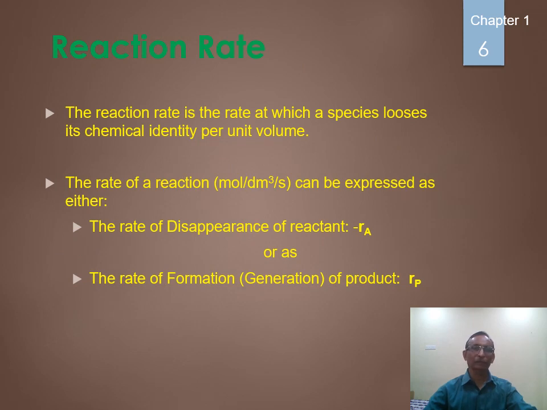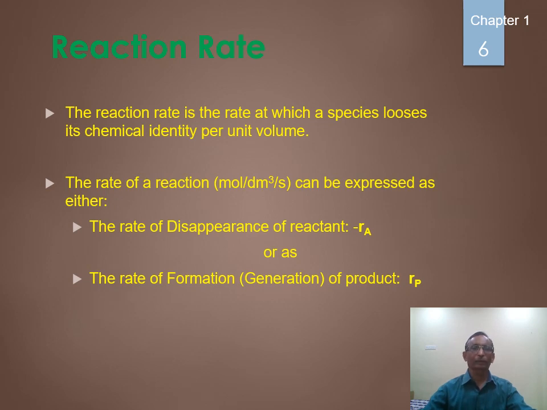Reaction rate. Initially, in the first slide, I told you about rate, mechanism and reactor. Out of that, rate is nothing but your reaction rate. How is it defined? The reaction rate, that is the speed of your reaction, is the rate at which a species loses its chemical identity. You understand the meaning of chemical identity? Per unit volume, this part is particularly important. Chemical identity lost per unit volume. In a particular unit volume, how much quantity it loses, or consumes. Depending upon that, you define the reaction rate.